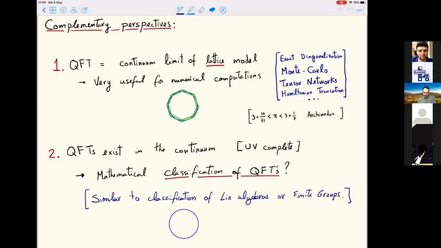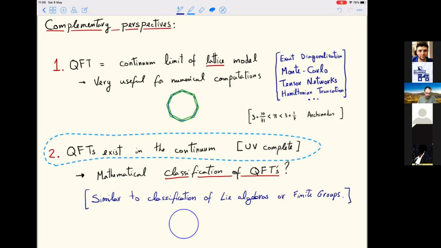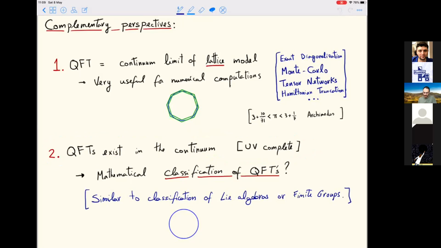philosophy. And then there is another approach, which is to consider the quantum field theory directly in the continuum, okay? As an object that exists in the continuum. And this is, if you want, a more mathematical approach to quantum field theories that we've been working on for the past few years. And I like to make this analogy. So here I drew you this picture. This is a circle, and this is a circle for Archimedes.